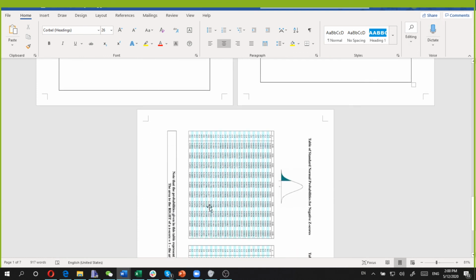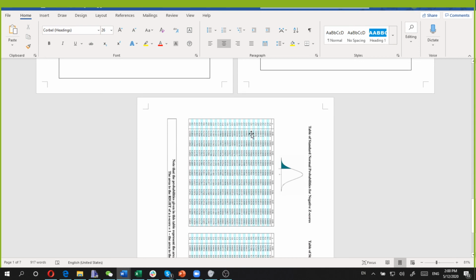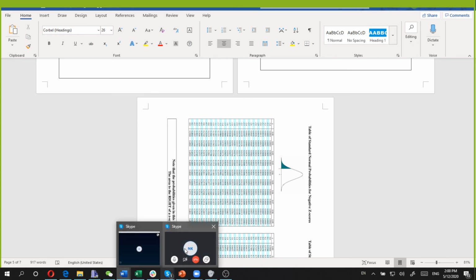There is a z-score table provided if you want to use that. So if you don't have a graphing calculator, use the z-score table. If you want a graphing calculator, message me on WeChat. And I can link a graphing calculator you can use online.